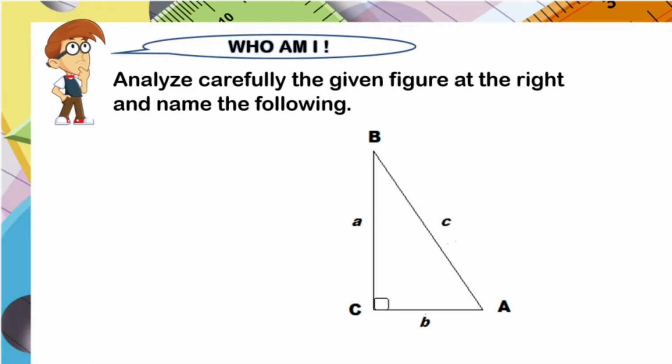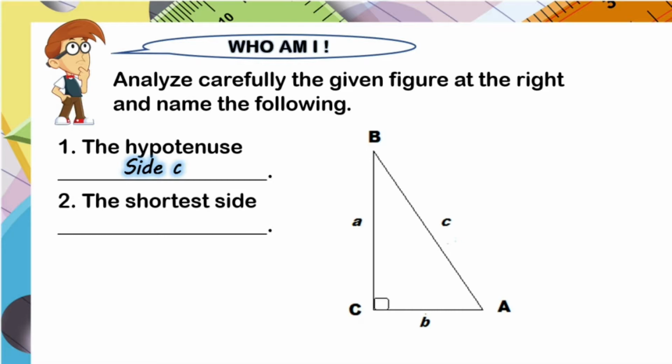Now let us analyze carefully the given figure at the right and name the following. What kind of triangle is this? The given figure is a right triangle. Can you name the hypotenuse of the given right triangle? The hypotenuse is side C. How about the shortest side? The shortest side is side B.